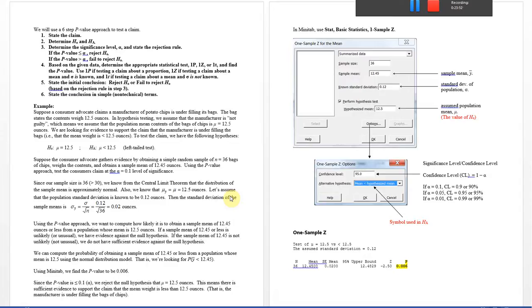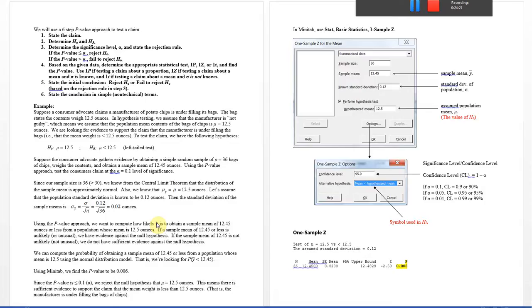So the consumer advocacy group gathers evidence by obtaining a simple random sample of size 36, weighing the contents, and finds a sample mean of 12.45 ounces. Now, you might look at this and say, oh, it's smaller, done. Is it significantly smaller? Is it statistically significant? Or is it just smaller and caused by random chance and not the fact that it's actually smaller? Only one way to find out, and that's to use a statistical test. So using the p-value approach, we are going to test the consumer's claim using a 0.1 significance level, so 10% level.